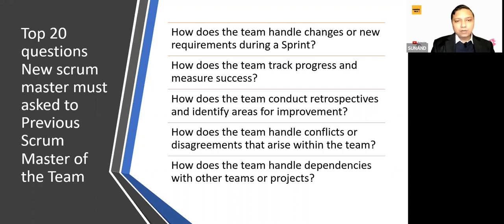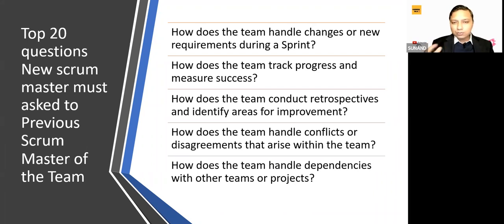Now, the next question is, how does the team conduct retrospectives and identify areas for improvement? So go back and check some of the retrospectives which your existing Scrum Master already had done in the past. So you know what has been done, and you don't have to repeat the same thing again and again, right? It doesn't look good. So spend some time, go back to whatever tool these people have used, just go through it, check some of the action items, whether they have been done or not, closed, in progress.